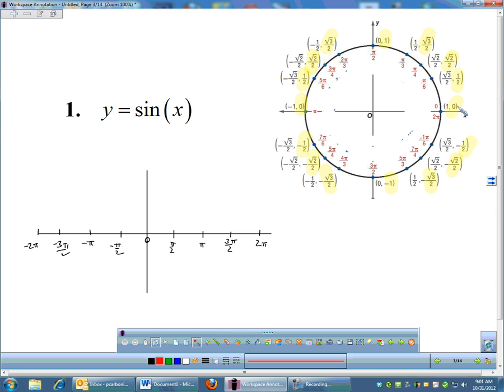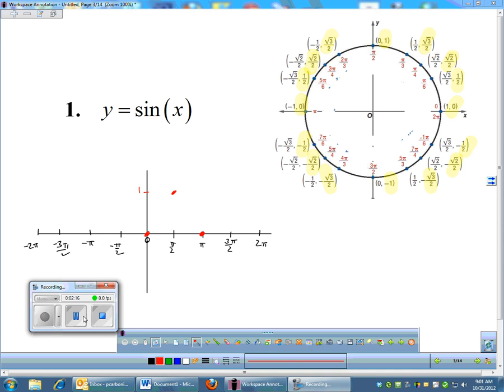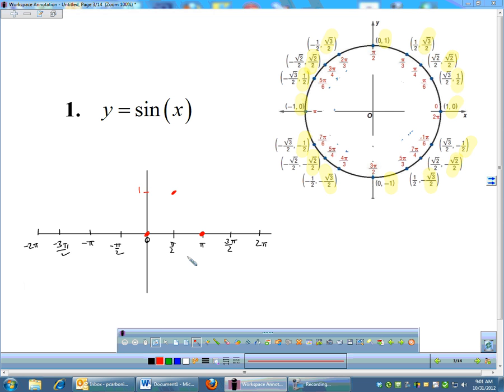So at 0, sine is 0, so I'll plot the point 0, 0. When I get to pi over 2, my sine is 1, so I'm going to go up to 1 at pi over 2. When I get to an angle of pi, my sine is 0, so I'm going to plot 0. When I get to 3 pi over 2, I'm at negative 1. And when I get to 2 pi, I'm back at a y-coordinate of 0. And this is what we call one period of the graph of sine x. And it's nice and smooth.